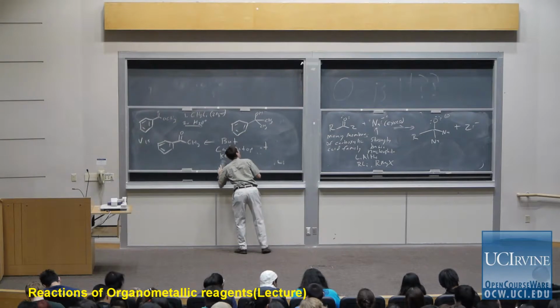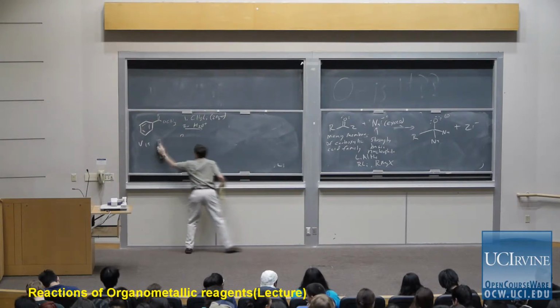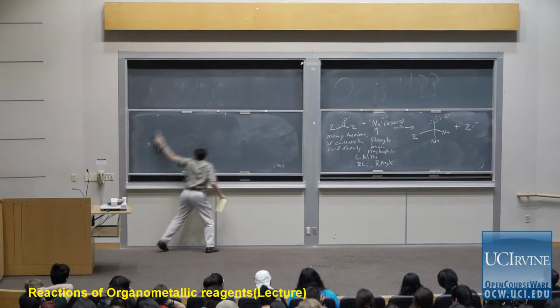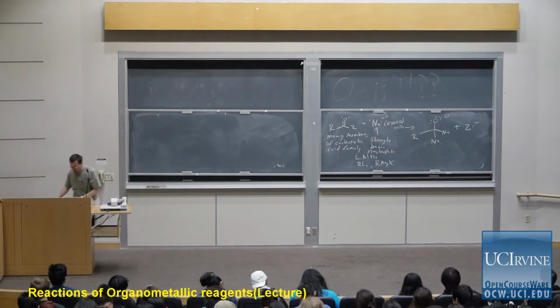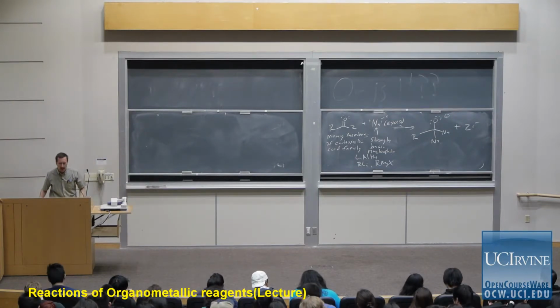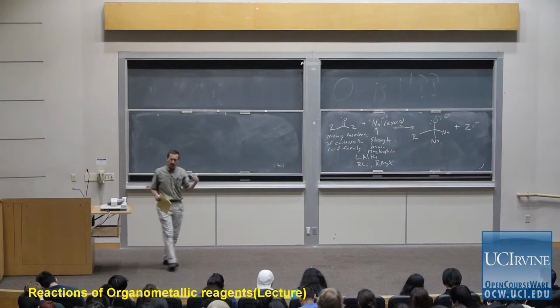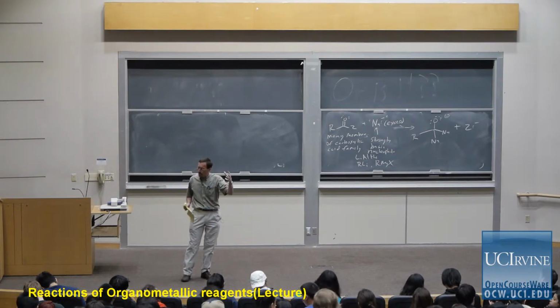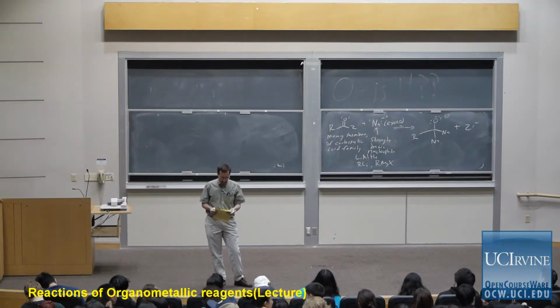All right. So what we've looked at here is an addition-elimination reaction. And we've seen this general principle that when you have something like a methoxy group on a member of the carboxylic acid family, the reaction doesn't stop.